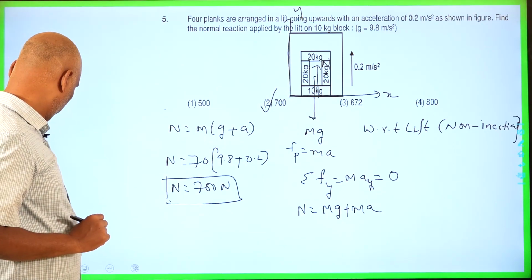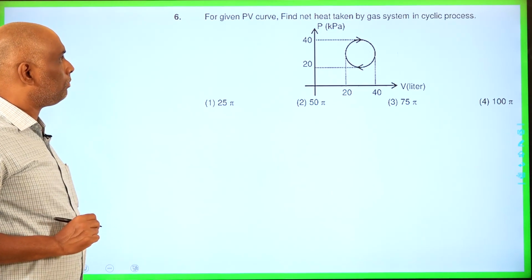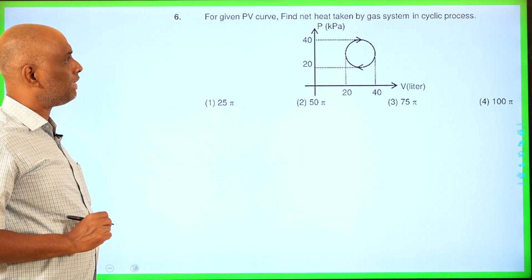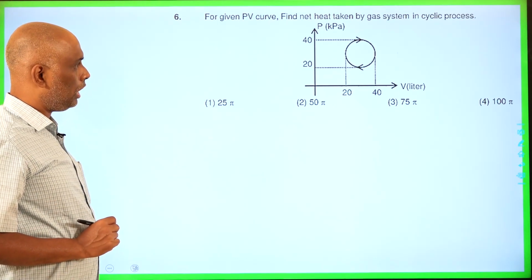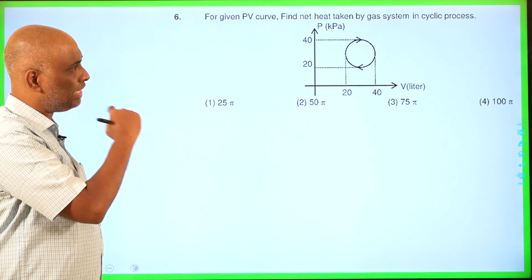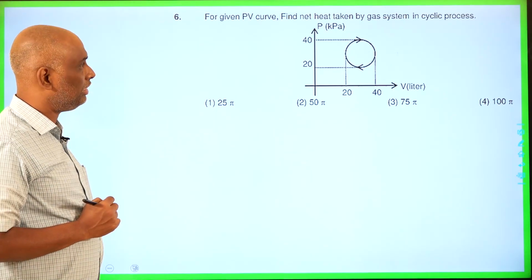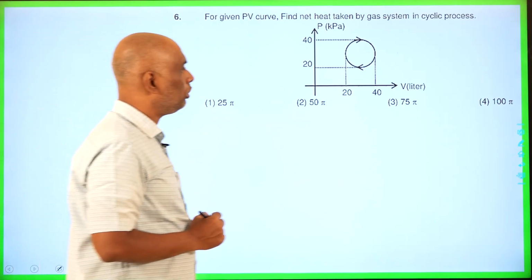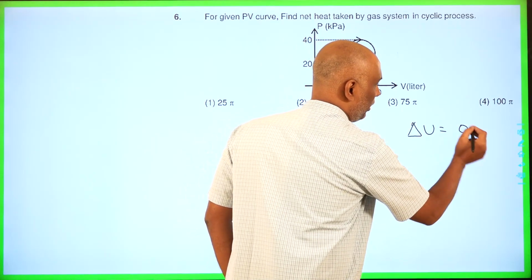Sixth question. For the given PV diagram, find the net heat taken by the gas system in the cyclic process. Now, as this is a cyclic process, when I consider the complete cycle, when the gas comes back to the same state, there will be no change in internal energy. So, during this cyclic process, the total change in internal energy becomes equal to 0.